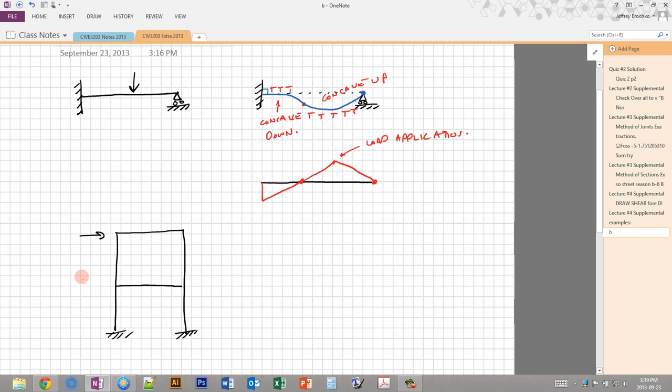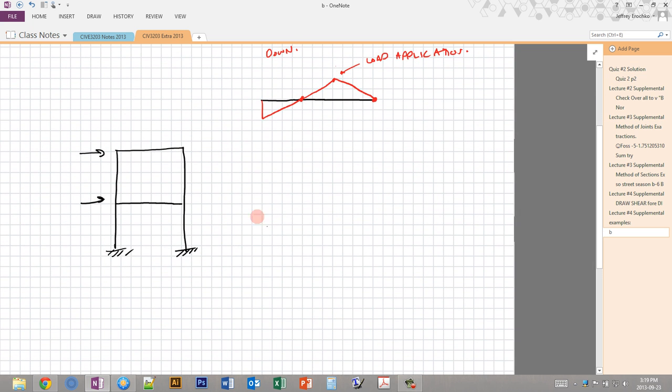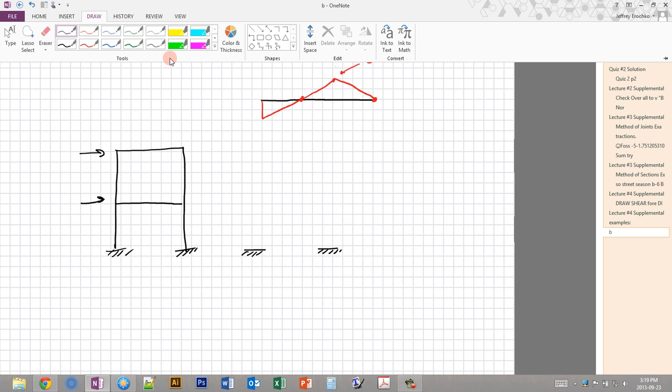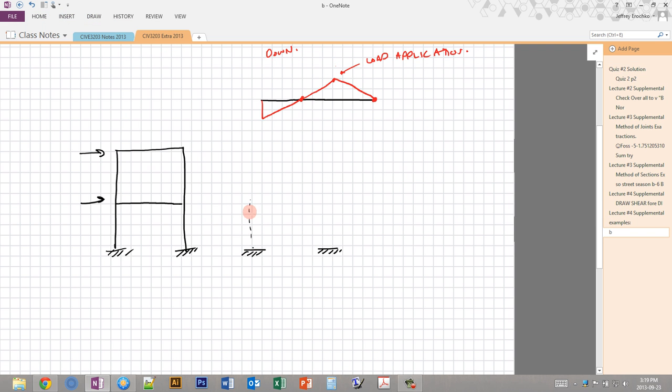And one last example, let's look at a 2-story moment frame, with 2 loads like this. And I'll show you what this one looks like. Let's draw the undeformed shape as a reference.